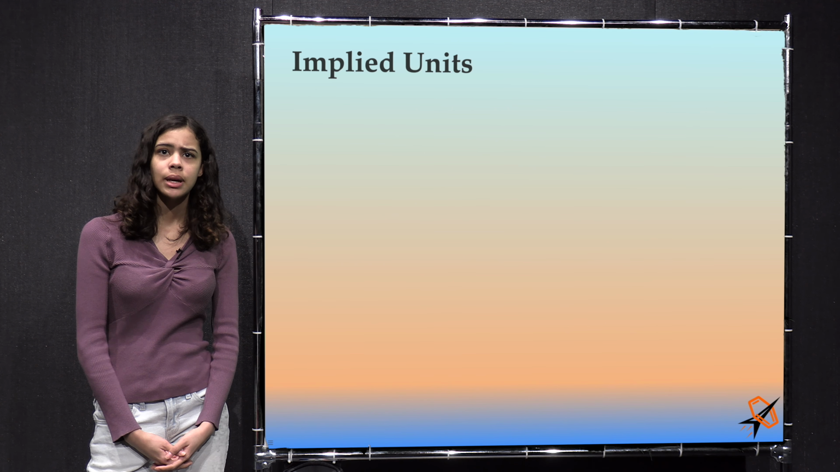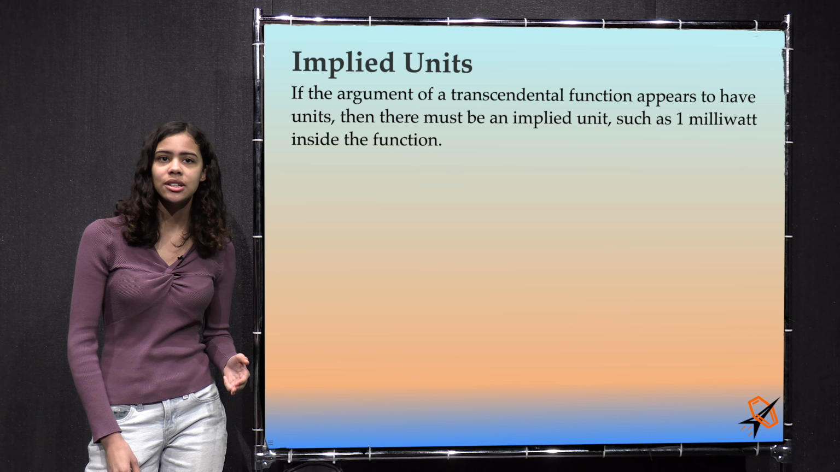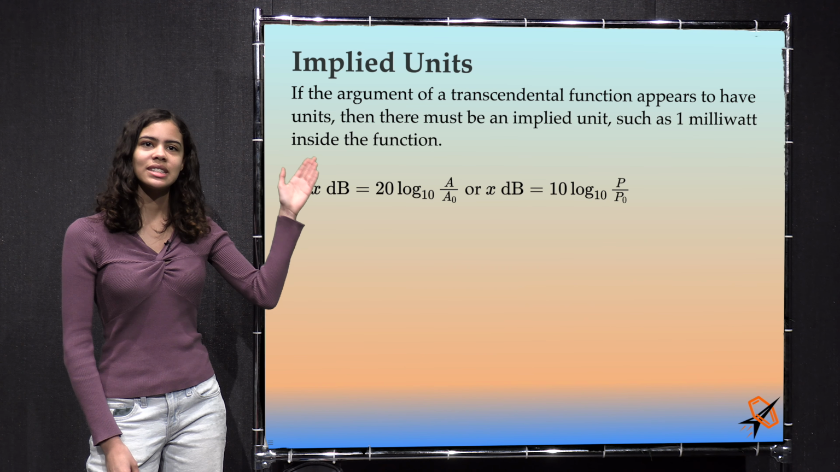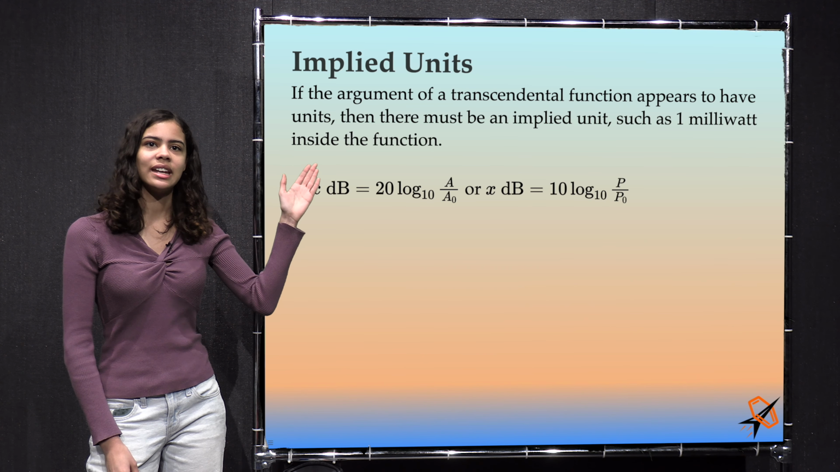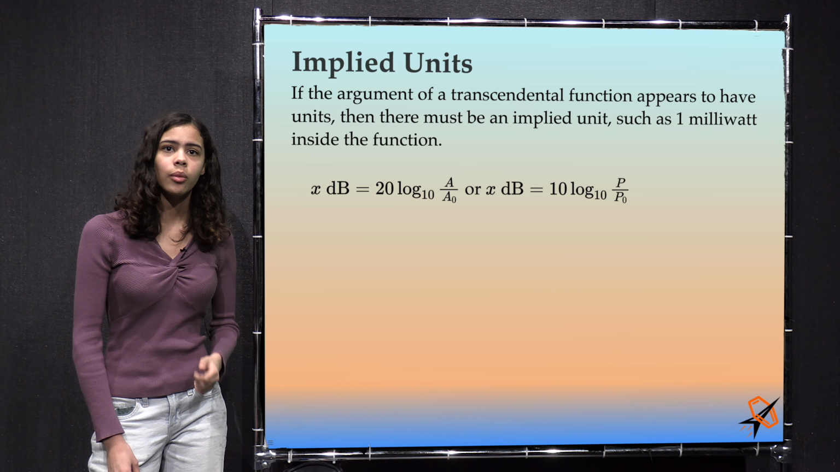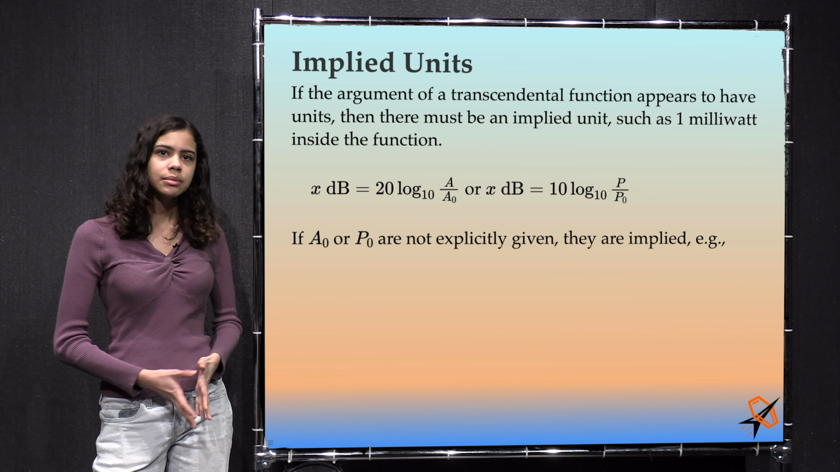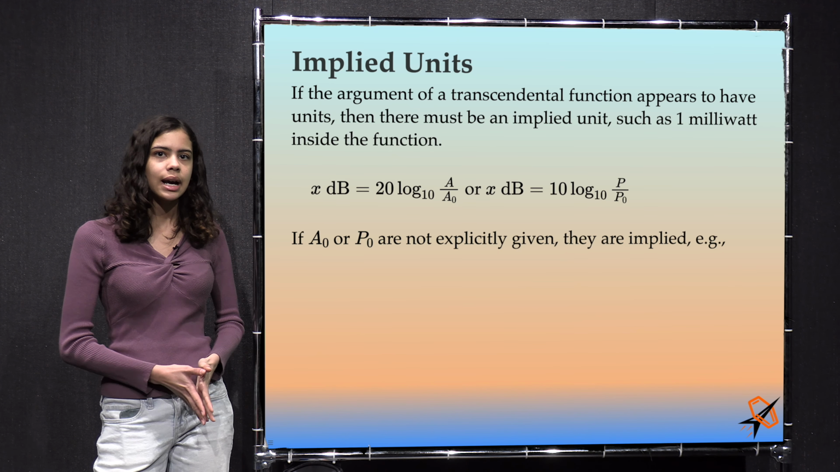is looking at the log base 10 term in decibels. Decibels is defined as 20 log 10 of the amplitude ratio, or 10 log 10 of the power ratio. Decibels, therefore, always contain the ratio of two numbers with the same units. However, sometimes the denominator is implicit.